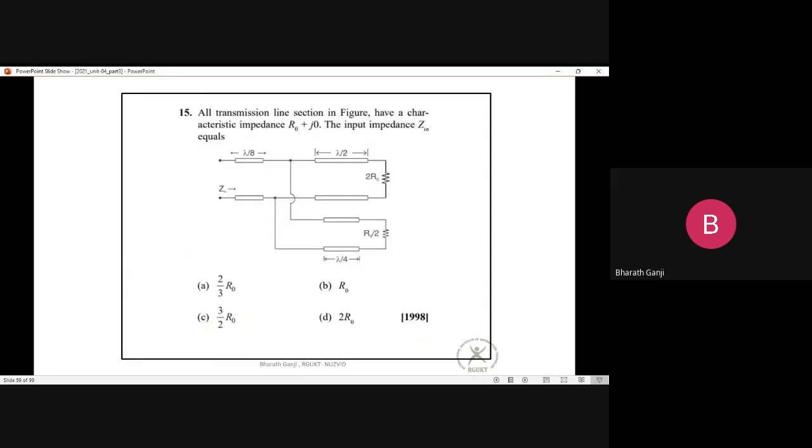Okay, so here is another interesting question. All the transmission lines in the figure have the characteristic impedance R naught.